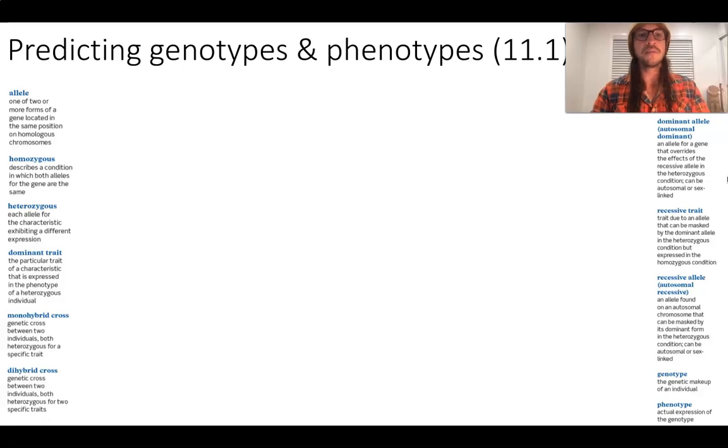So from 11.1 of the text, predicting genotypes and phenotypes. You'll see down the side here, there's a whole bunch of key terms, and hopefully some of these are familiar to you, such as allele, homozygous, heterozygous, but there should also be a number of new terms. So however you are taking notes, whether that's a glossary, pause the video here and get those definitions down.